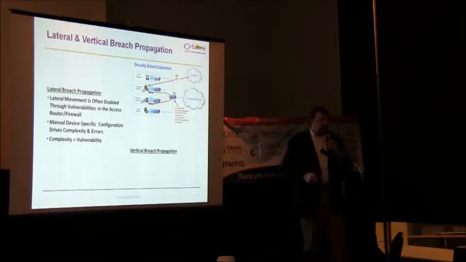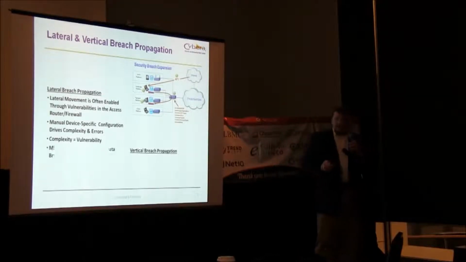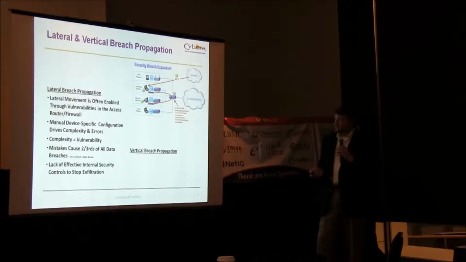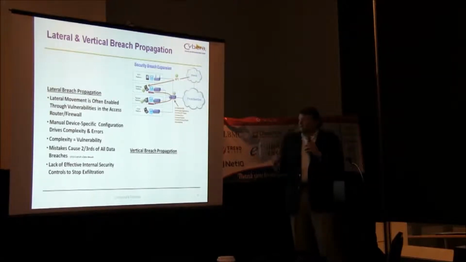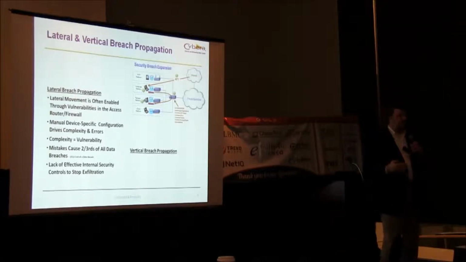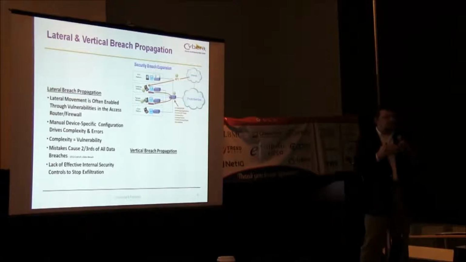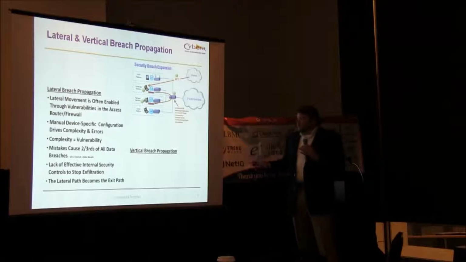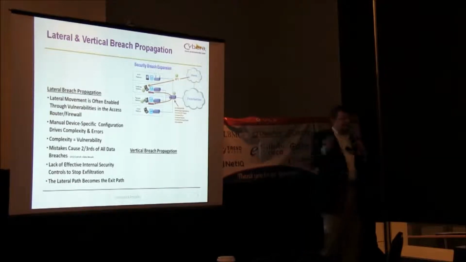Complexity equals vulnerability. And mistakes cause two-thirds of the breaches. And the lack of effective internal security controls to stop exfiltration is one of the big problems. We're still operating in that hub and spoke architecture. That architecture wasn't really designed to create significant and granular restrictions on internal traffic. It was designed for external traffic. So the lateral path becomes the exfiltration path in a lot of cases.